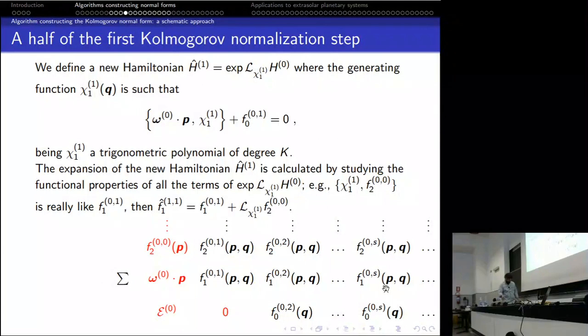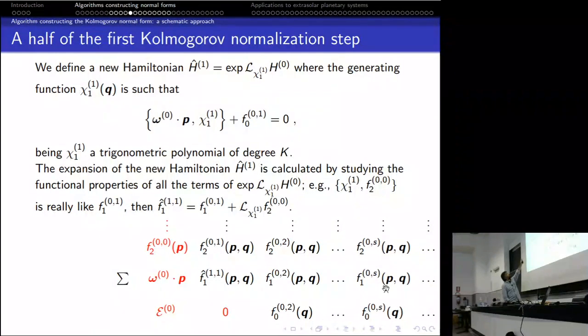So when you do a Poisson bracket with an argument and a generating function that does not depend on actions, so you have derivative on the actions, so you take this by one, the total degree in actions. And then you sum up everything. It is just a matter of calculating where you have to place the contribution.